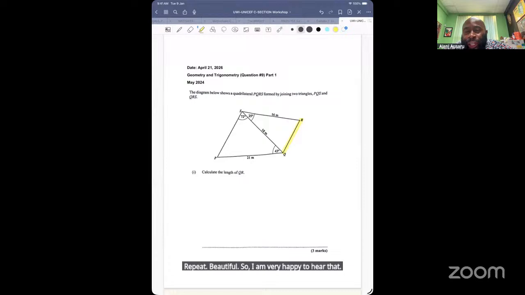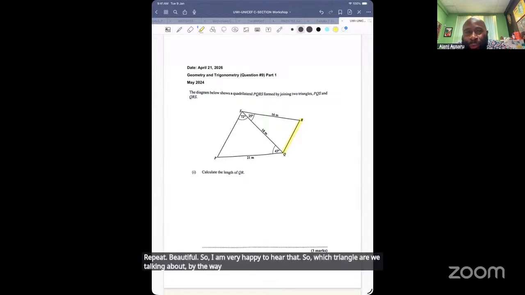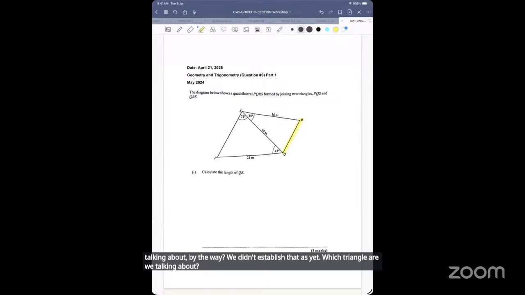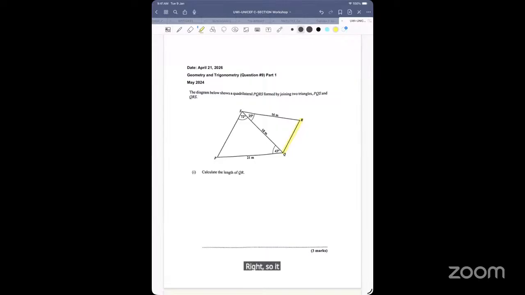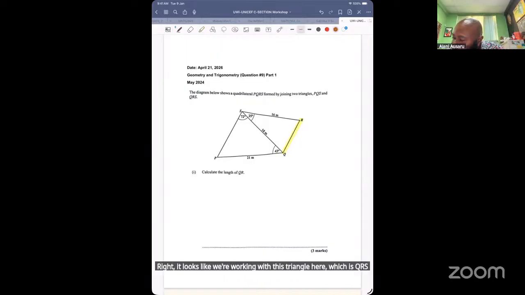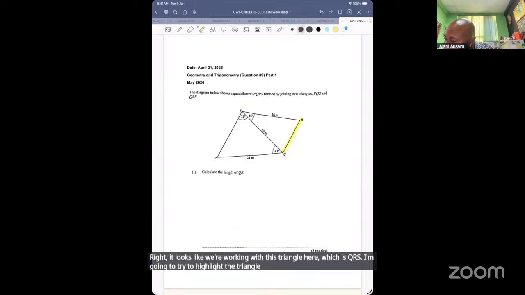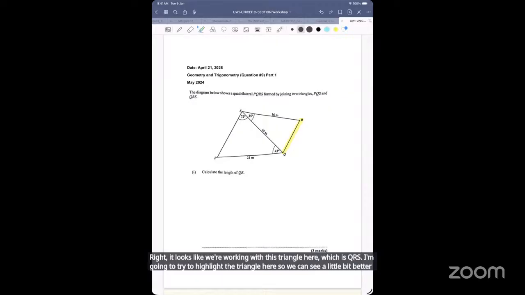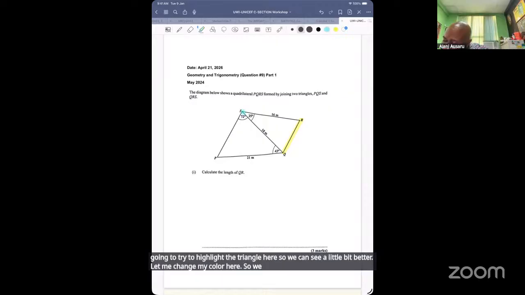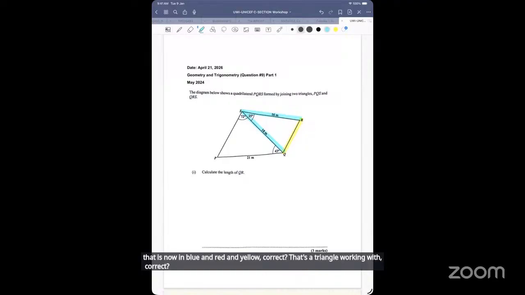So which triangle are we talking about, by the way? Because we didn't establish that as yet. Which triangle are we talking about? QRS. Right. So it looks like we're working with this triangle here, which is QRS. So I'm going to try to highlight the triangle here so we can see a little bit better. Let me change my color here. So we're working with this triangle here, the one that is now in blue and red and yellow. Correct? That's the triangle we're working with, correct? Yes, sir.